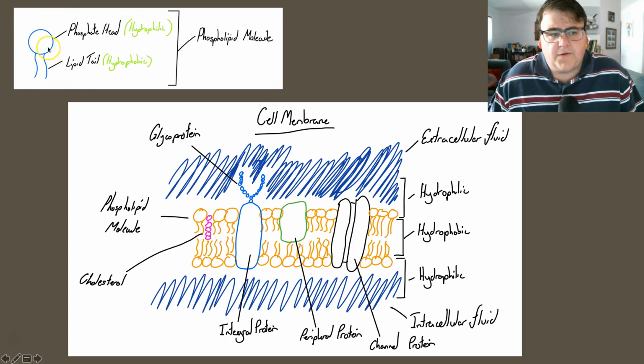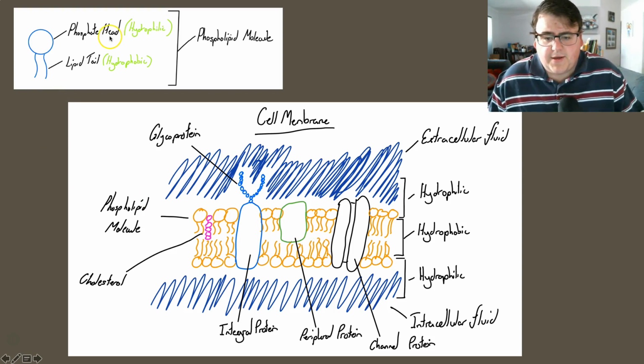Now, a phospholipid molecule is made up of a phosphate head and a lipid tail. The phosphate head is hydrophilic, so it loves water, and the lipid tail is hydrophobic, so it really fears water. It doesn't want to be near water at all. The cell membrane, truthfully, is held together by nothing but those hydrophilic and hydrophobic natures.